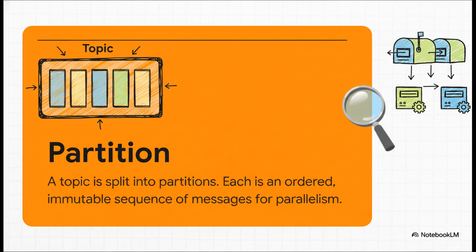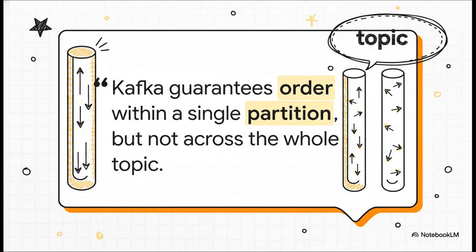Okay, this is one of those things you absolutely have to remember about Kafka, so listen close. Kafka guarantees the order of messages within a single partition, but it does not guarantee order across the entire topic. So if two messages land in the same partition, you can bet they'll be processed in that exact order. But if they're in different partitions, all bets are off. And believe it or not, we'll see in a minute why that's actually a good thing.